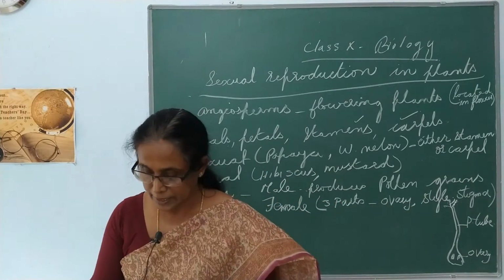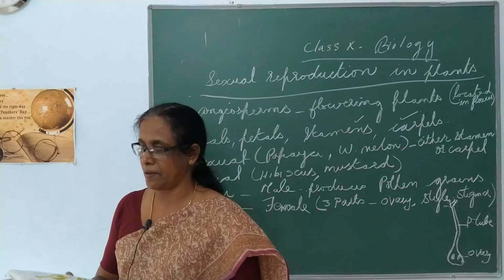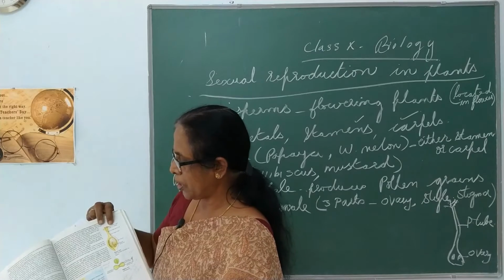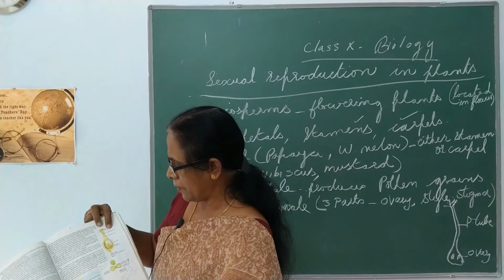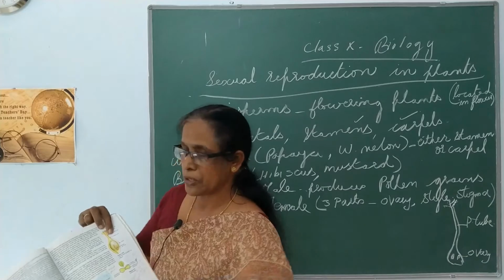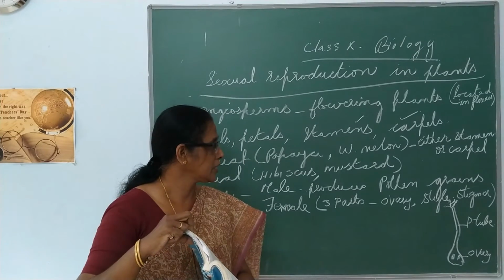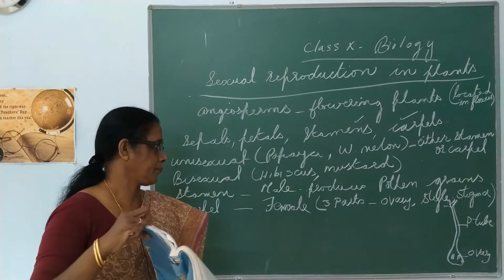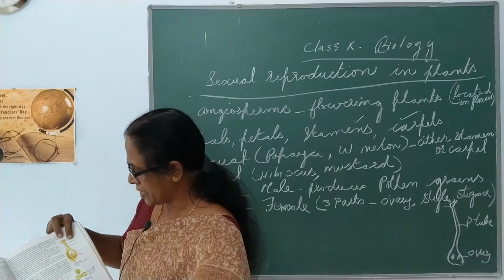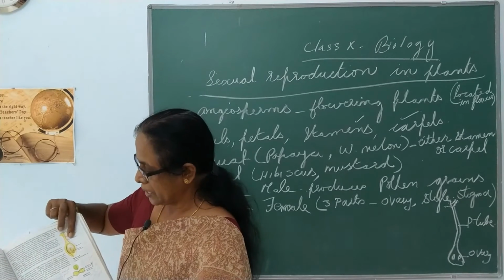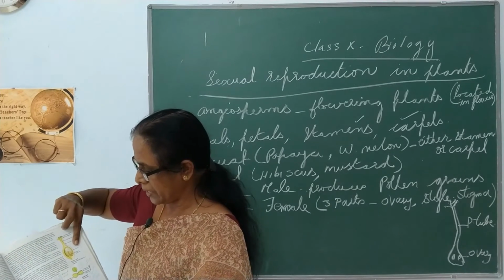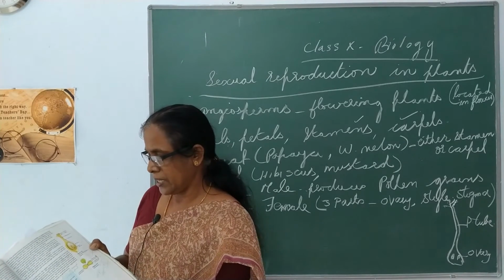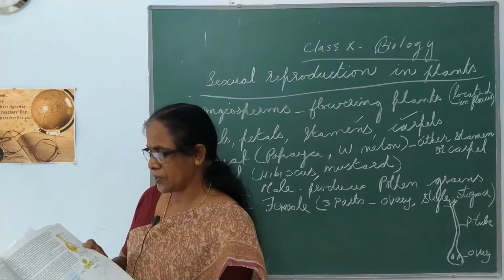If you take the textbook page 135, you can see a picture like this, figure 8.8. You can see the pollen grains, then the stigma, then the male germ cell. Already I have told you that the male reproductive organ is known as the stamen. You can see all these things in the figure. Then the pollen tube, then the ovary, then the female germ cells. This figure you have to draw and study the germination of pollen on stigma.